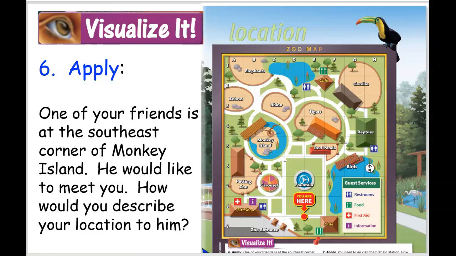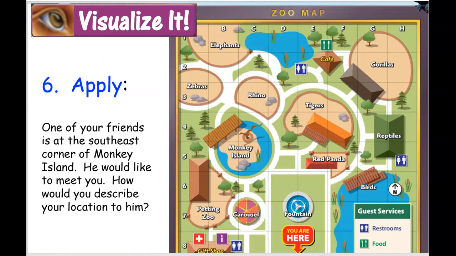Your friend would like to meet you. How would you describe your location to him? This is another one of those where you write the path to you, and you can see it says that you are right here. In your description, are you going to talk about just the road, or are you going to talk about what you're going to be walking past, what you can see in the foreground? Like if I was starting there on Monkey Island facing southeast, on my left I would see tigers, and on my right I would see the petting zoo. Would you include that in your description on helping your friend find you?